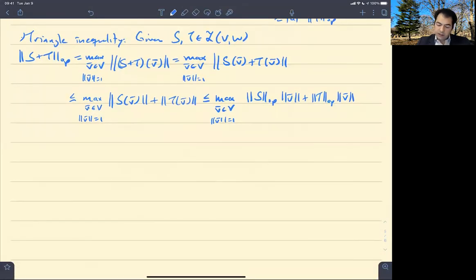In fact, we don't even have to do that. Let's just stare at this. I'm taking the maximum. The norm of V is equal to 1. So this is just equal to 1, and this is just equal to 1. And then I'm left with the operator norm of S plus the operator norm of T, which doesn't depend on the vector. So this is just equal on the nose to the operator norm of S plus the operator norm of T. And that's the triangle inequality. We start with the operator norm of S plus T, and then we see that it is less than or equal to the operator norm of S plus the operator norm of T. So we are all set. The operator norm is a norm.